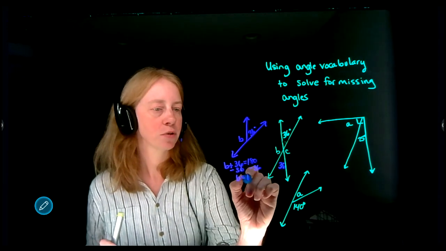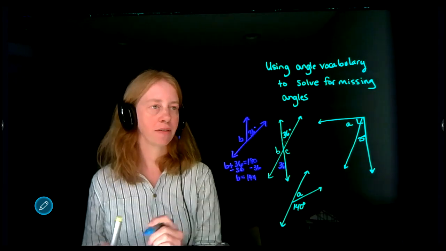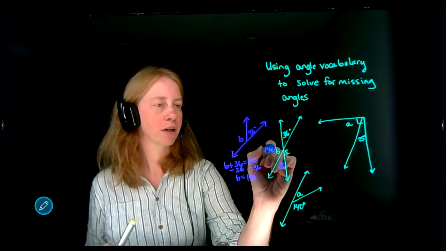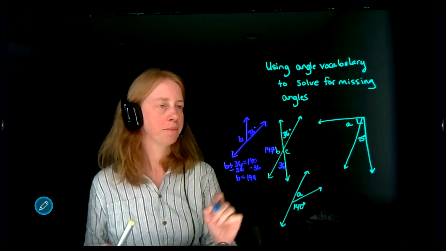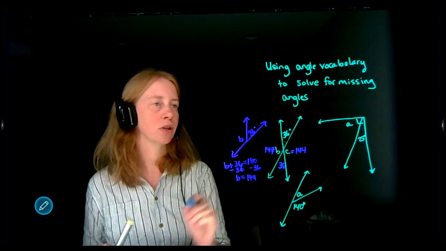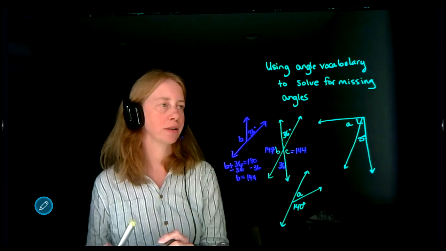And I'm totally comfortable with you using your calculator if you're not feeling confident. So now we know that B is 144. And that means that C is also 144 because those are vertical angles to each other.